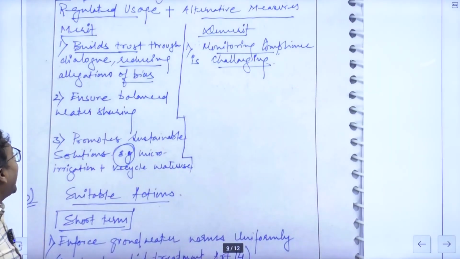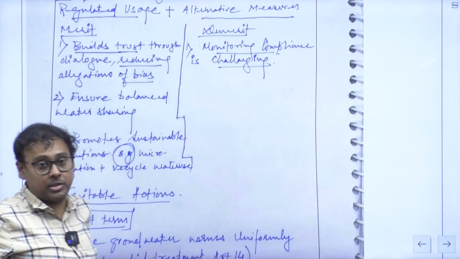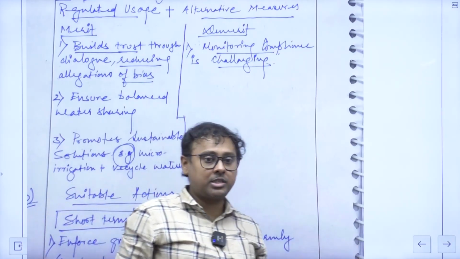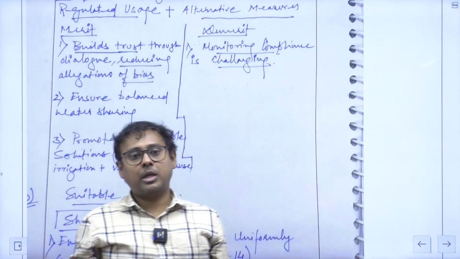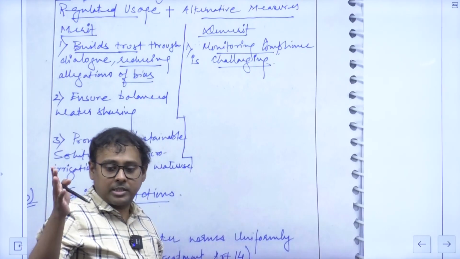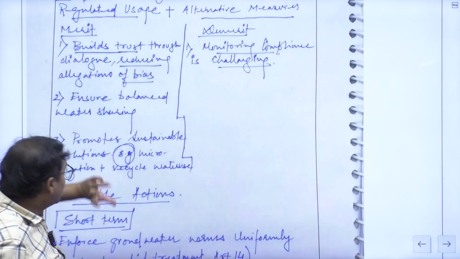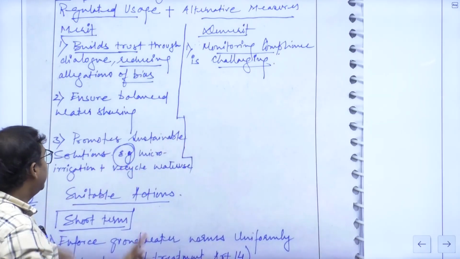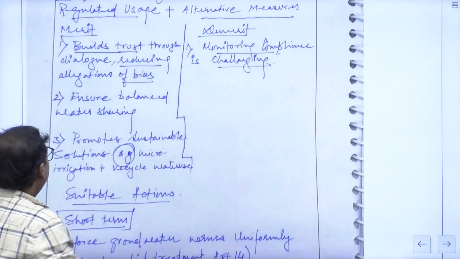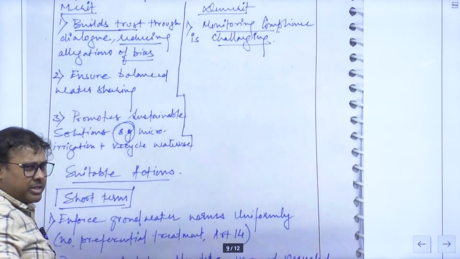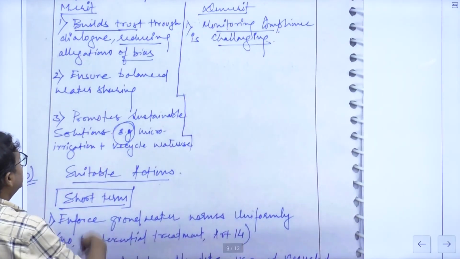So what is a merit? Builds trust through dialogue, reducing allegation of bias. If you take decision for this stakeholder, this particular person will blame you. If you take decision for this stakeholder, this particular section will blame you. So negotiated dealing में क्या होगा? There is no allegation of bias. ठीक है? Ensure balanced water sharing, obviously. ठीक है? Promote sustainable solutions.